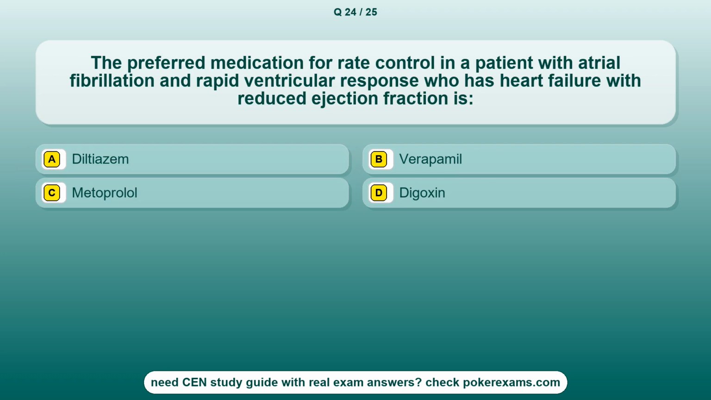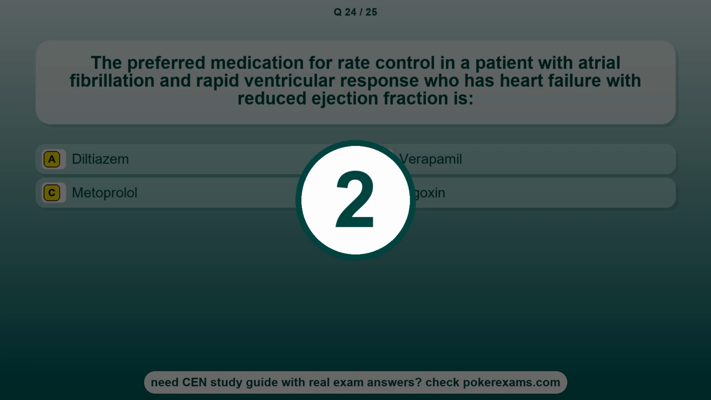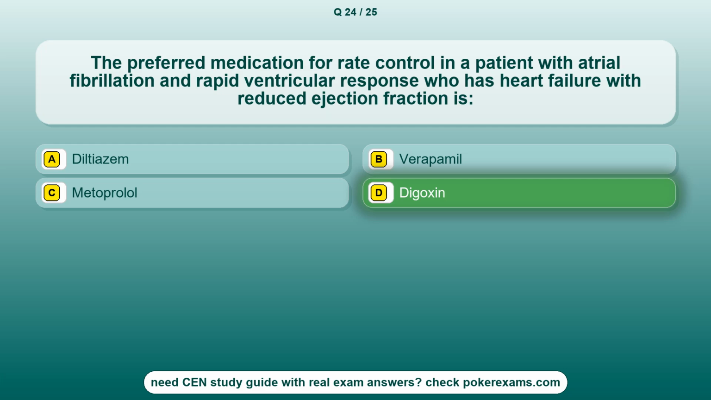Question 24. The preferred medication for rate control in a patient with atrial fibrillation and rapid ventricular response who has heart failure with reduced ejection fraction is option A, diltiazem, option B, verapamil, option C, metoprolol, option D, digoxin. The correct answer is option D, digoxin.